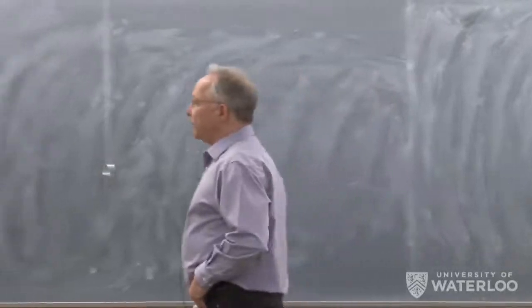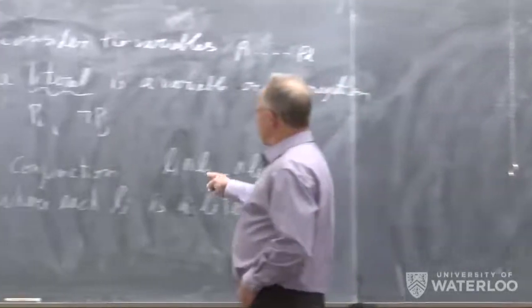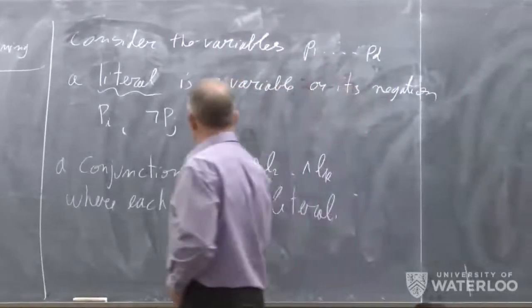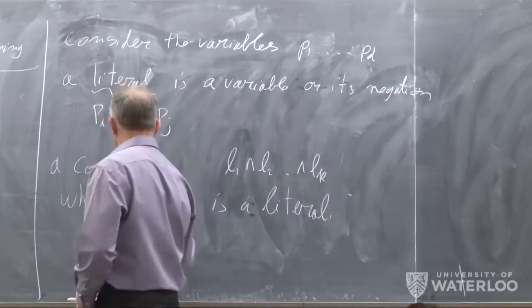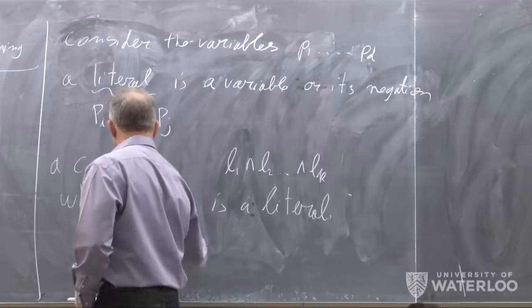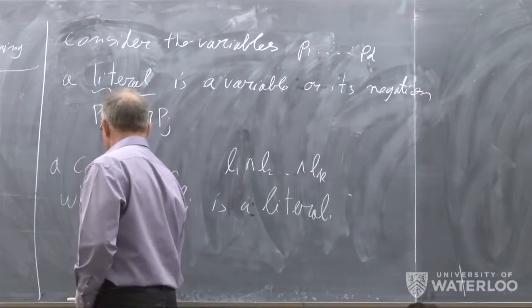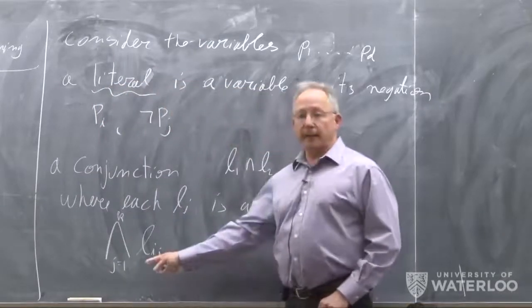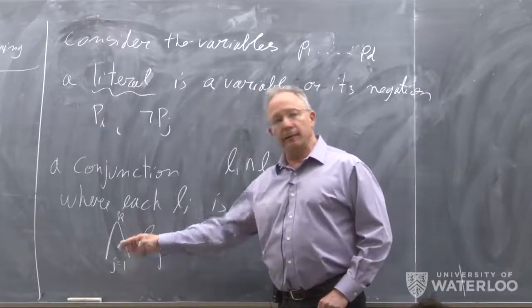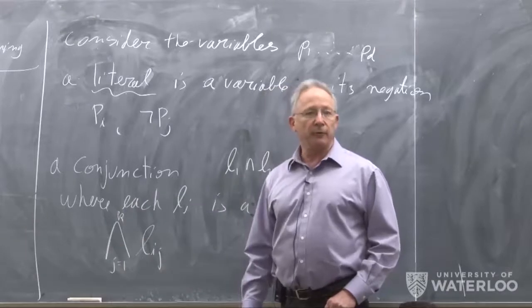I can now rewrite conjunctions as a big AND of some L_{i_j}, where j goes from 1 to k. I mean, I pick k many literals, and I write the AND of all those literals.